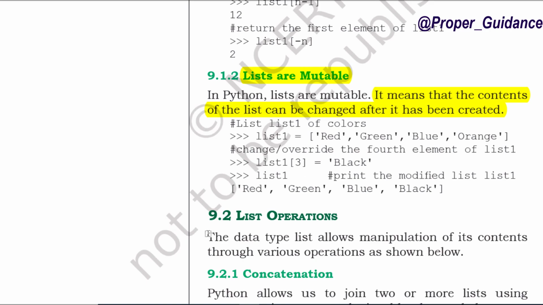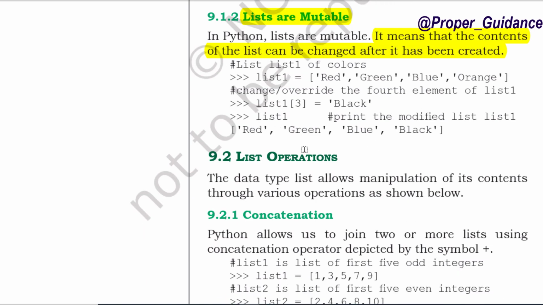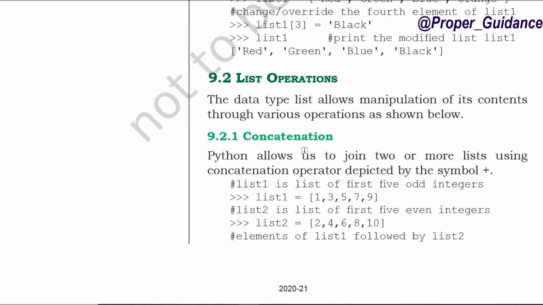Now when we print the list1 after overriding with black, we get red, green, blue and black. So we can say that lists are mutable in Python. Clear? Okay. Next, list operators.